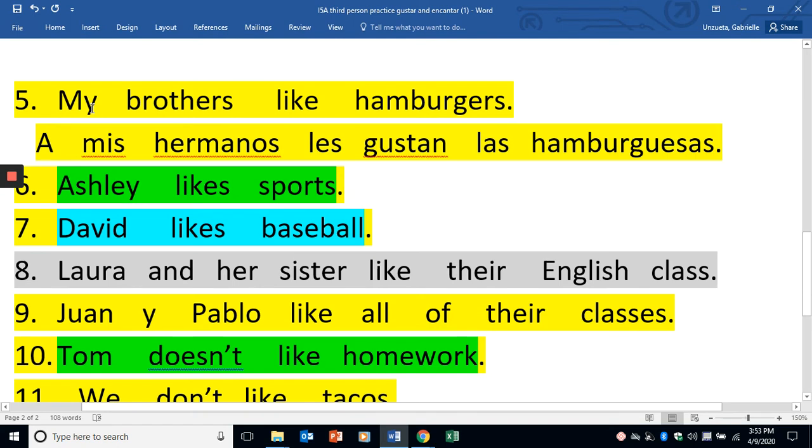A mis hermanos les gustan las hamburguesas. Don't forget your personal a for me.